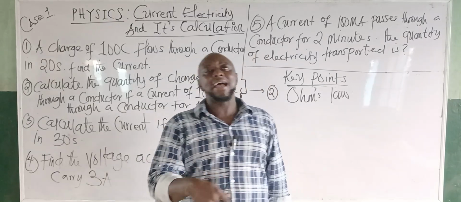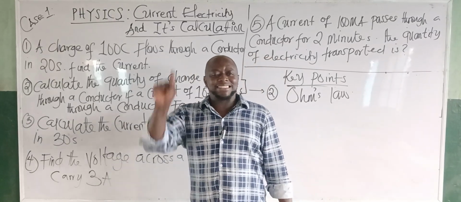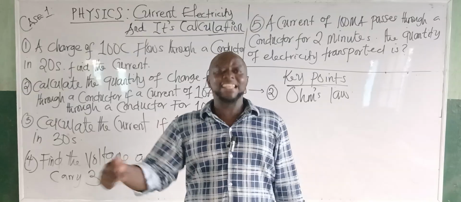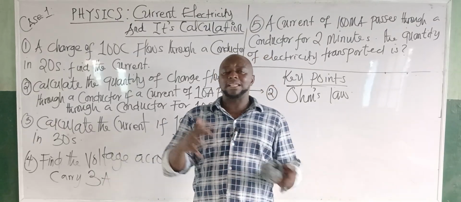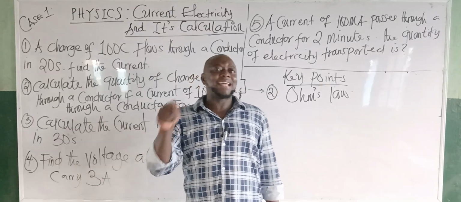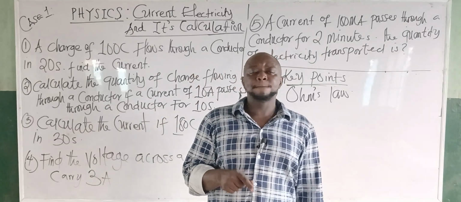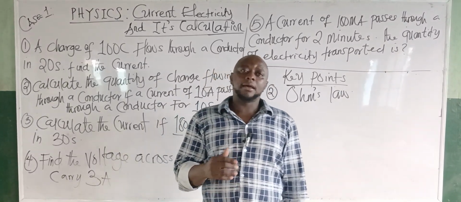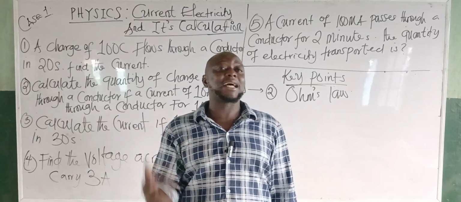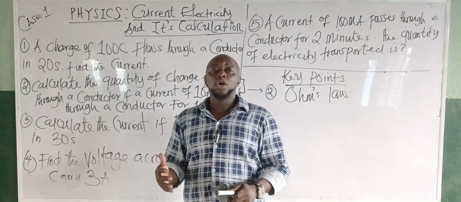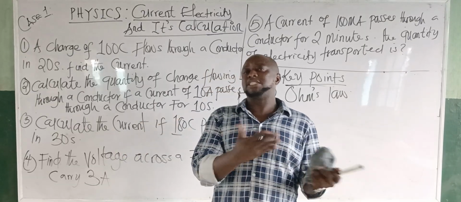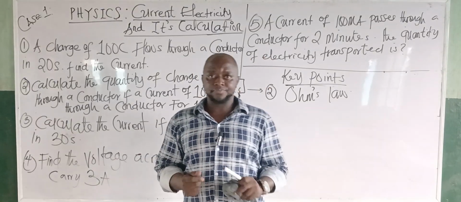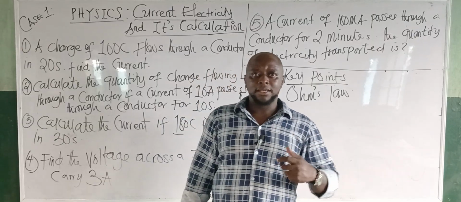Let's put it like this. Ohm's law is defined as the flow of current electricity in a conductor, and it is directly proportional to the potential difference, in brackets put voltage if you like, across it, provided temperature is kept constant.